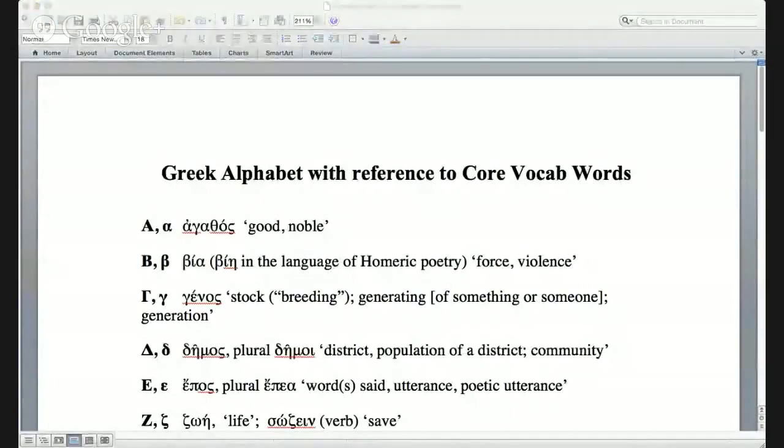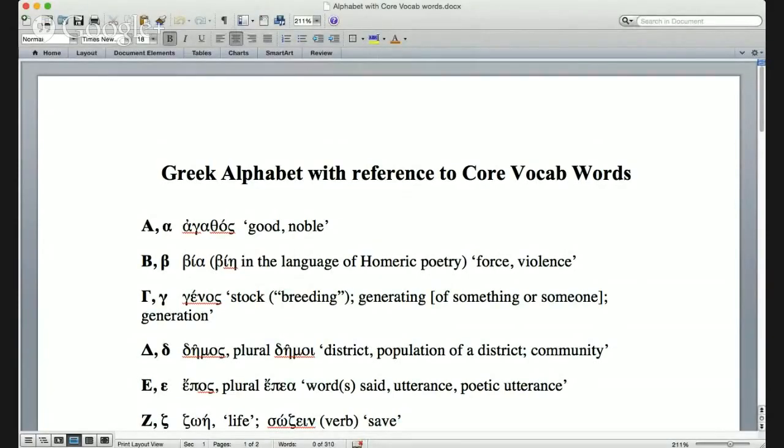Let's start with the first letter, alpha. And for each one, I've put an uppercase and a lowercase. So you'll see uppercase alpha, lowercase alpha. And then I've put a Greek word from the core vocab list. Almost all of these are from the core vocab list, with a couple of exceptions. So the first one is agathos.